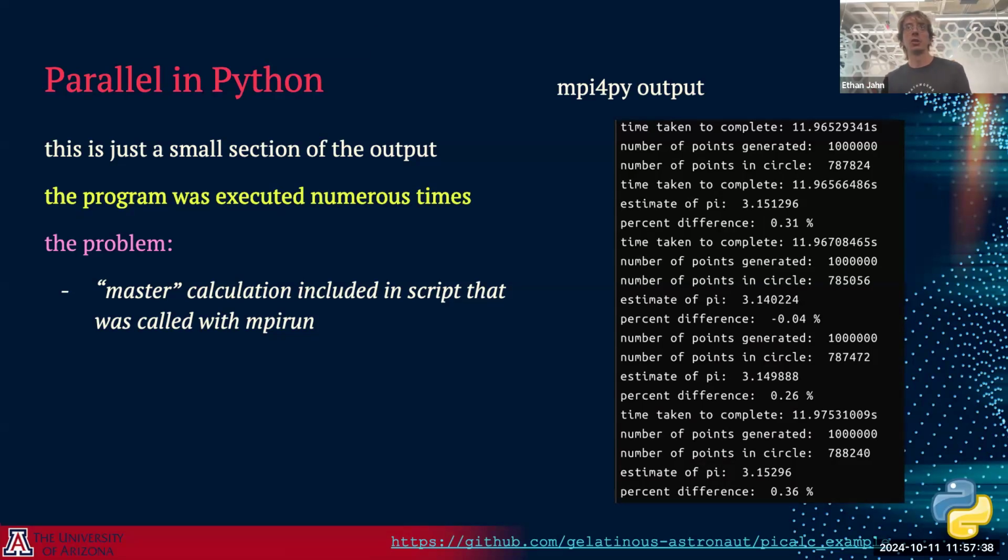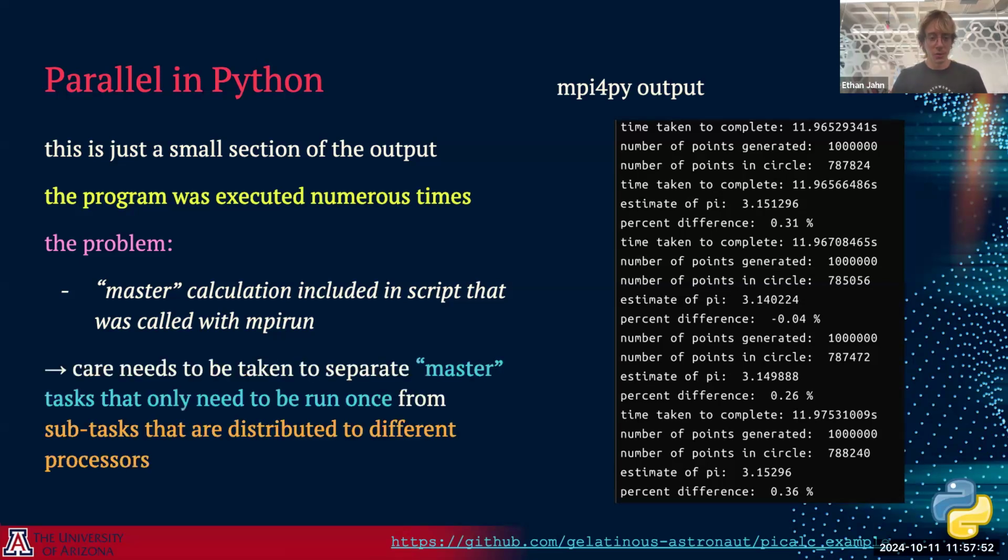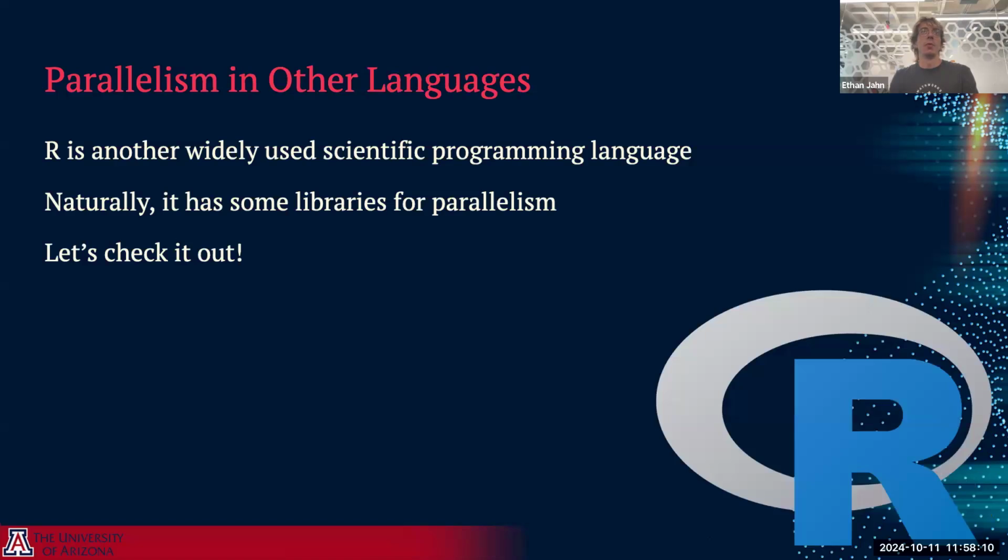The MPI is just called to generate those points, and then the output of those tasks individually is then performed in serial in order to avoid the master section being called multiple times. So this is just to say that care needs to be taken to separate master tasks that only need to be run once from subtasks that are distributed to different processors. And that's about it for MPI for Pi and Python.